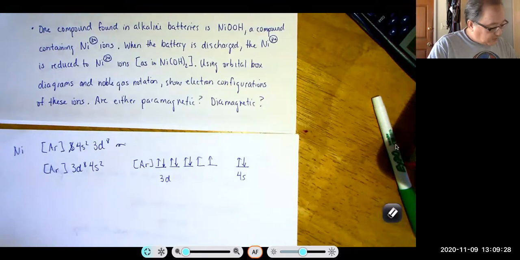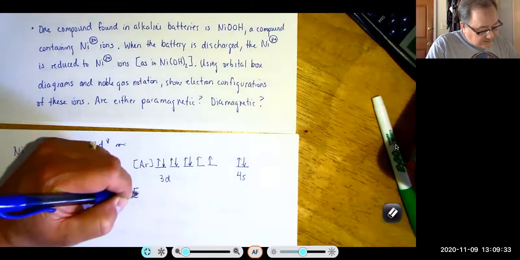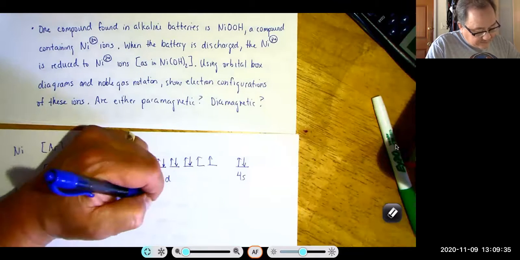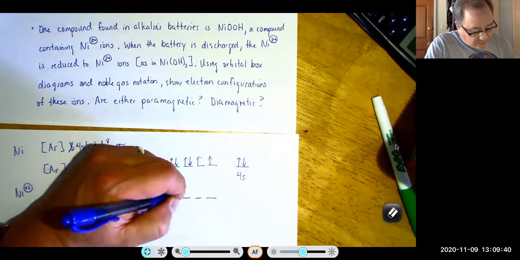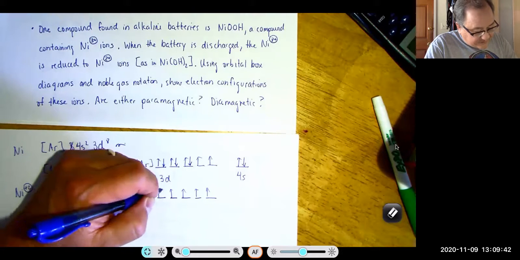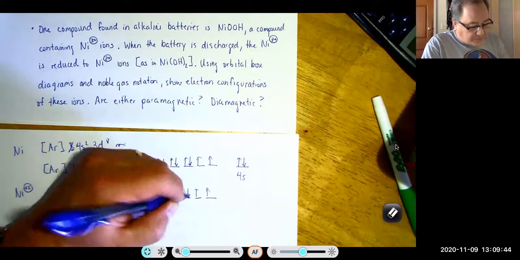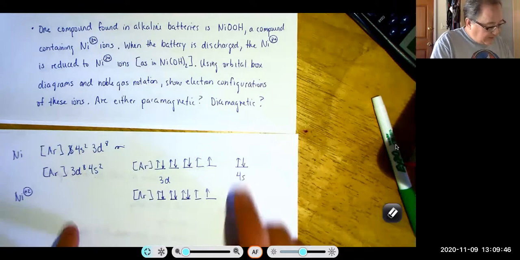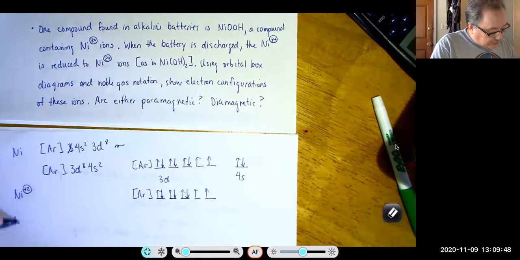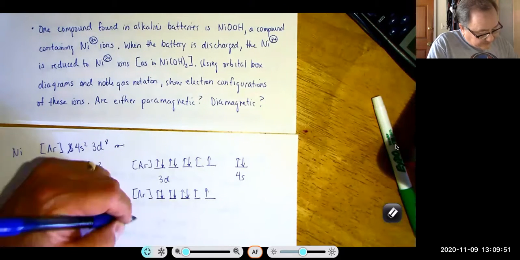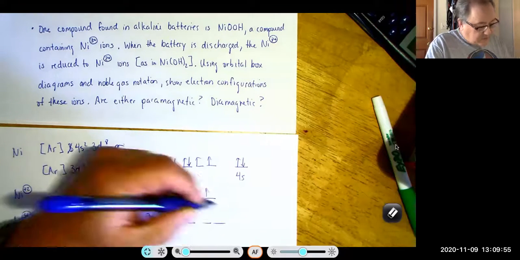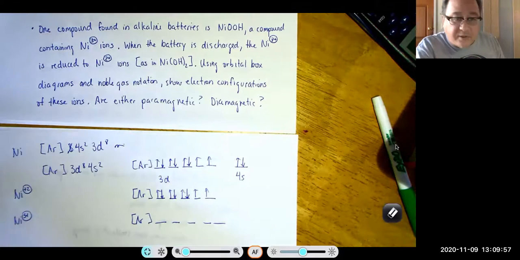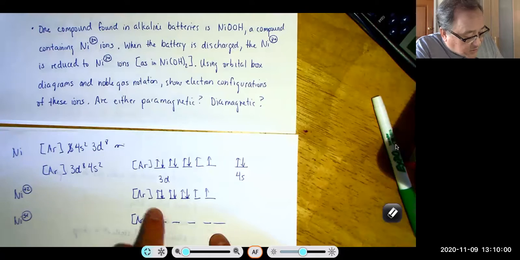Okay, so what does nickel plus 2 look like? Argon, 1, 2, 3, 4, 5, 6, 7, 8. So we're going to take away those 2. And for nickel plus 3, what's it going to look like? Okay, so for the plus 3, we have to take away another electron here.